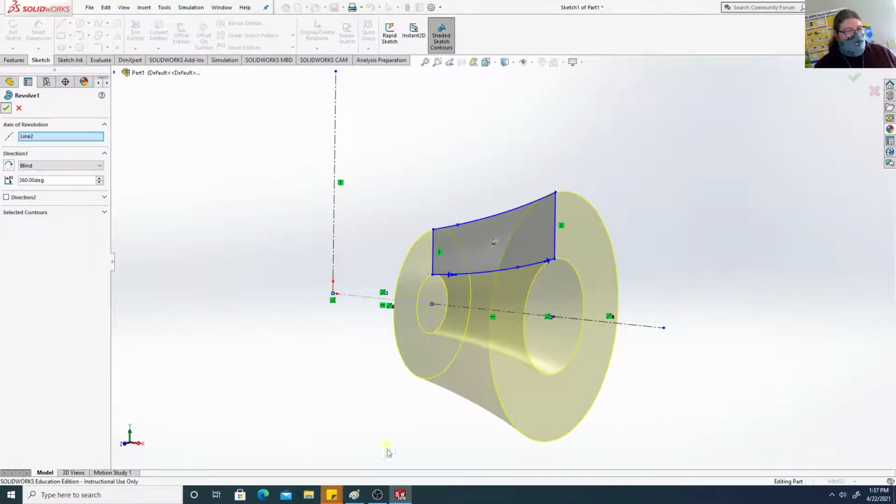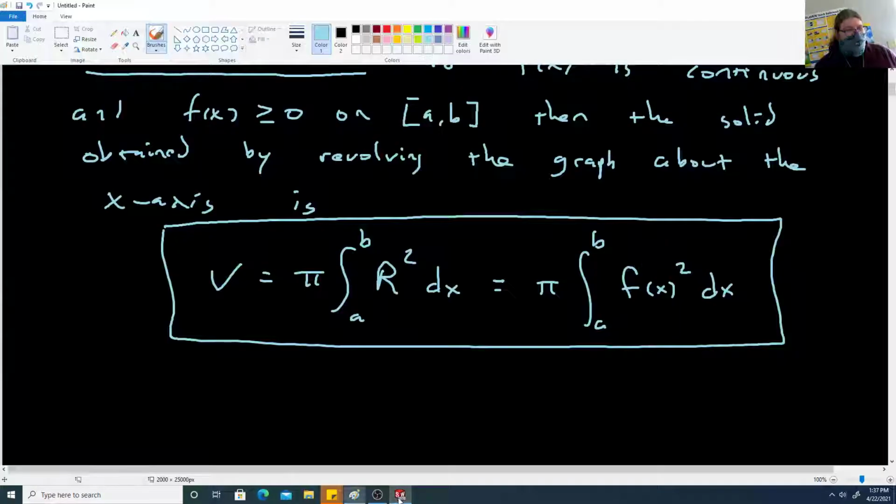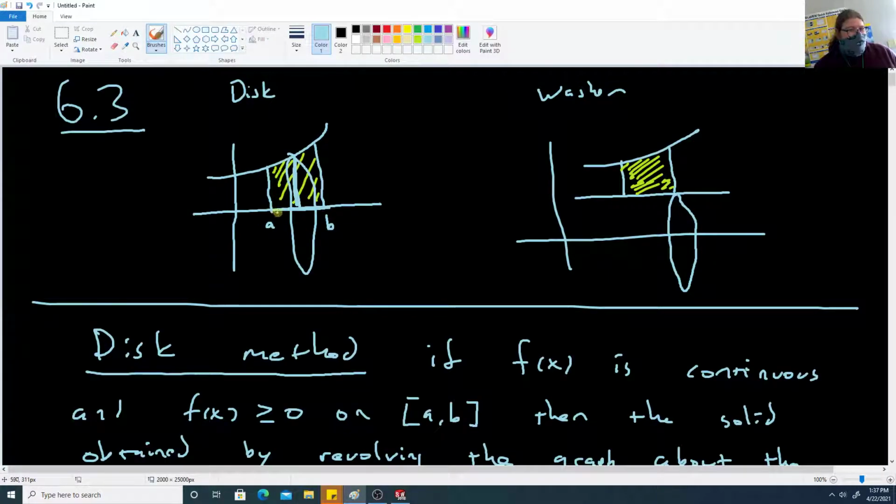The disk method is used whenever the area touches the axis you're revolving around, and when you revolve it, you get a solid shape that doesn't have a hole through it. Whenever the region you're going to rotate is above the axis by a bit, when you revolve it around, you get these washer shapes as cross sections.